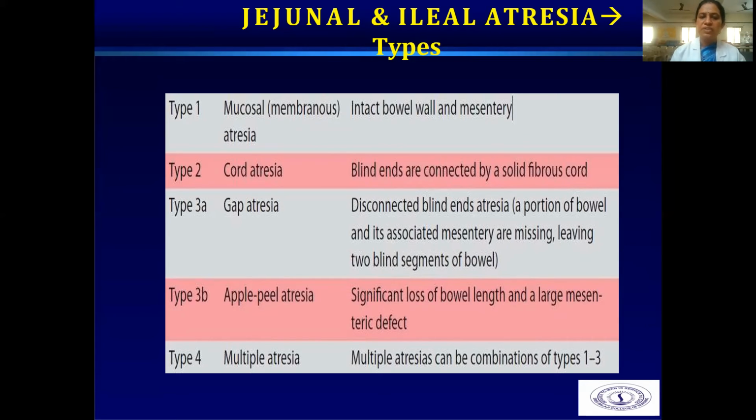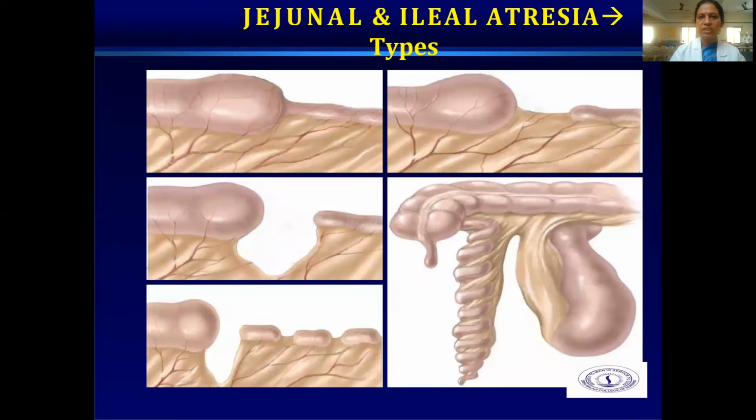In apple peel atresia, significant loss of bowel length and a large mesenteric defect is seen. And multiple atresia is a combination of 1 and 3. So these are more complicated than the earlier ones. Here, jejunal and ileal atresia, you see the types in the diagrams. Diagram 1, 2, 3, and 4.